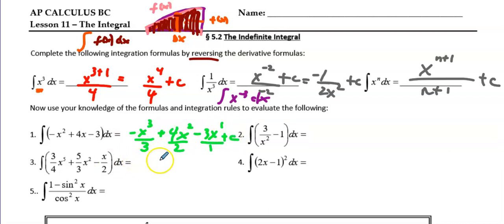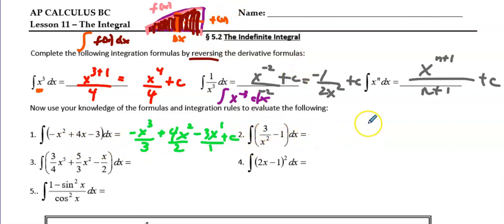So with this being said, this answer is going to be negative 1/3 x cubed plus 2x squared minus 3x plus c. And if you were to take the derivative, you get this back. So that's really all that you have to do for this problem.